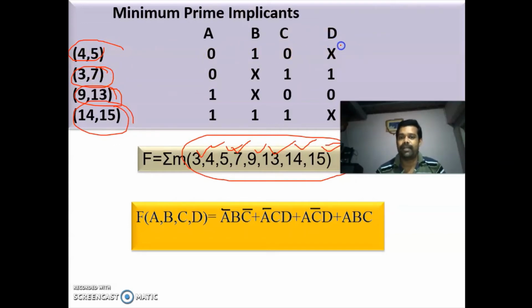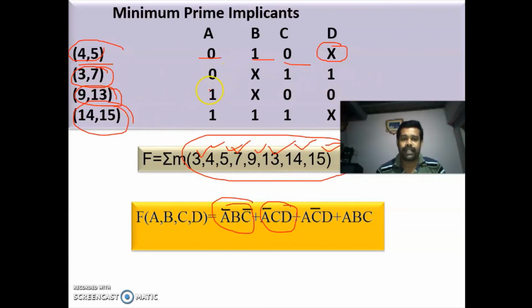So if a particular variable is having x, don't need to consider. If it is 0, it is bar. If it is 1, it is uncomplemented literal. For the first one, I will tell what term we will be getting: A bar, B, C bar. So this one. Similarly for the next one, A bar, C, D.